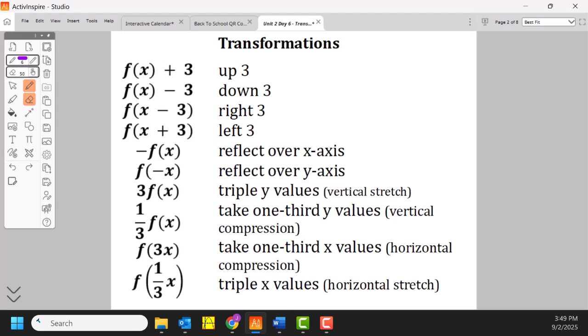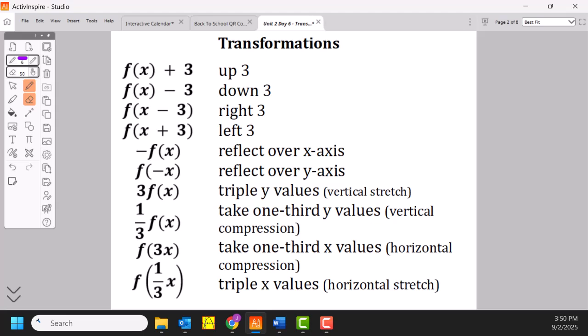Next, we're talking about multiplying things on the outside. So when you multiply something on the outside or divide, you are essentially doing that to the y values. So a 3 on the outside triples the y values, or y times 3. And a 1/3 on the outside, you take 1/3 of the y values, or y times 1/3, or you could say divided by 3. We call this a vertical stretch or vertical compression because you're stretching the y values or compressing the y values.